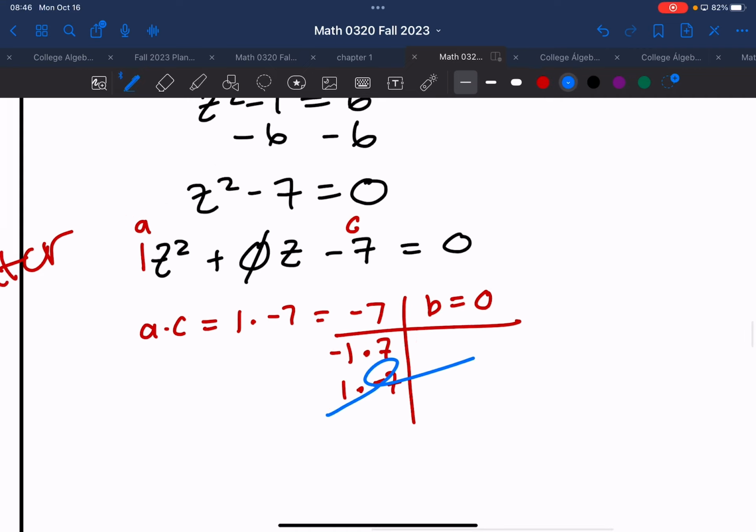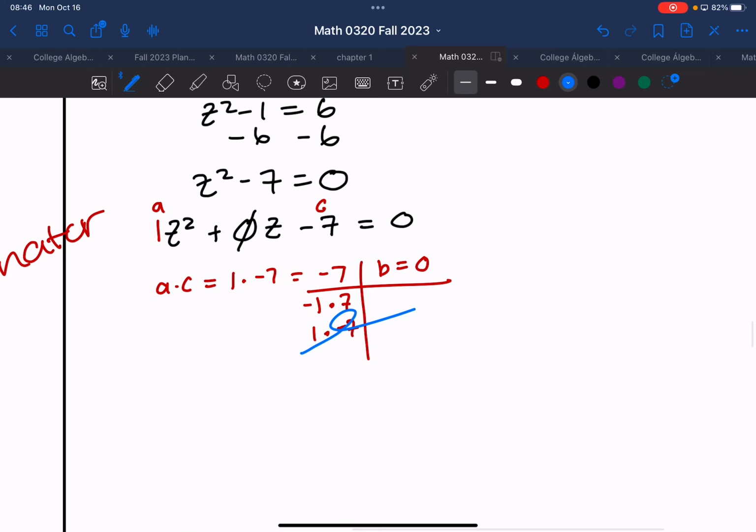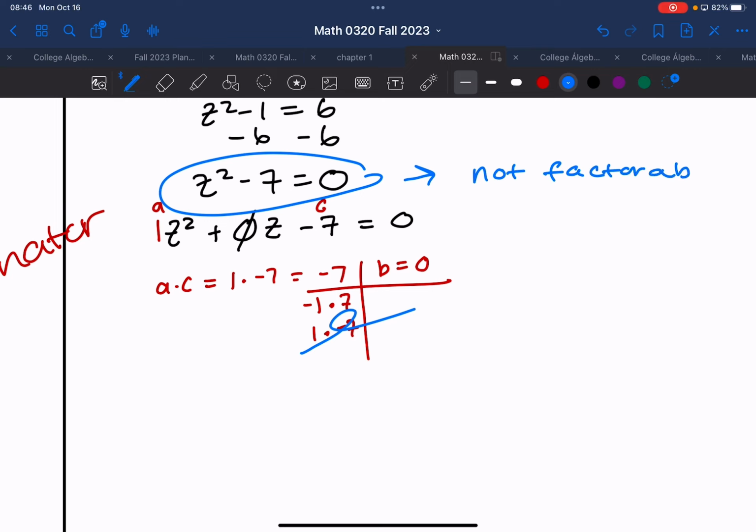So that tells us that this z squared minus 7 equals 0 is not factorable, meaning we're going to get an answer that is what? No solution or undefined? Good, undefined. Why is it not no solution?